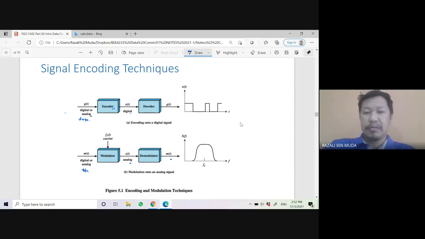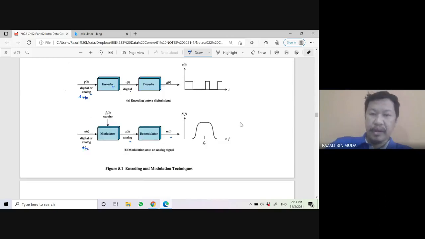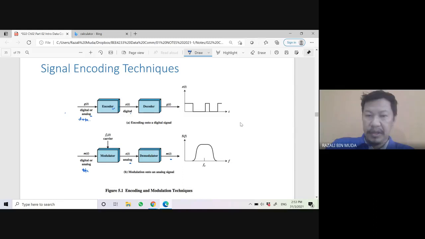So this is the output from the digital decoder, and this is the output from the analog modulator. You must be familiar with this signal. This is like on off. This is an amplitude modulated signal, right? This is the time domain, and this is the frequency domain.